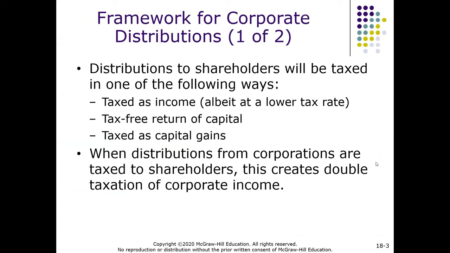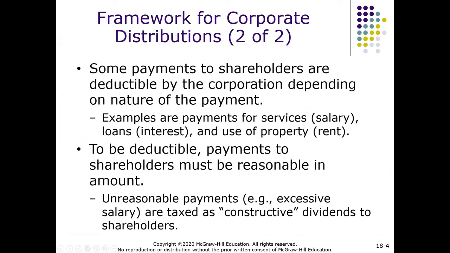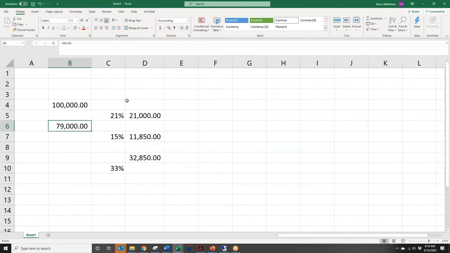So that's kind of how this whole thing works out. Now, they say some payments to shareholders are deductible by the corporation. So, for example, if instead of dividends I have bonds, the interest on there is going to be a deduction. Getting back at this, if instead of sending this out as a distribution it was an interest payment, the corporation would have gotten a full-blown deduction off of this.